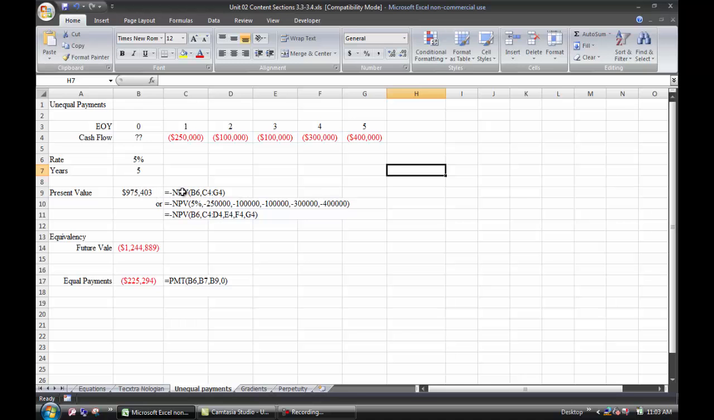To use that, if I click on here, the first argument is the rate. Our rate is in B6, it's 5%, and we want to find the net present value of C4 through G4. So we put C4 and G4 separated by a colon, and it comes out to $975,403. So if we can raise $975,403 up front, that will cover our 5 years of development.